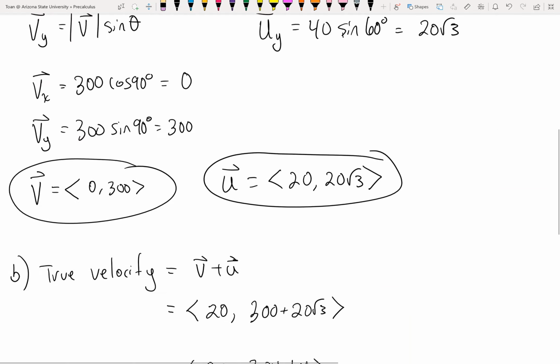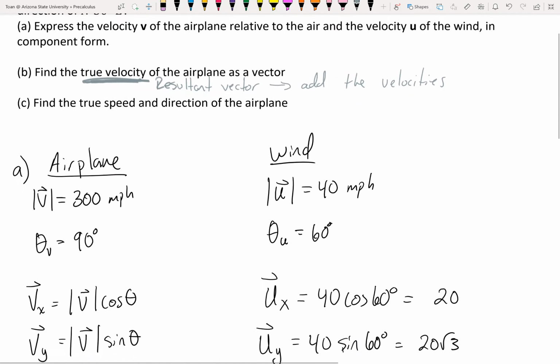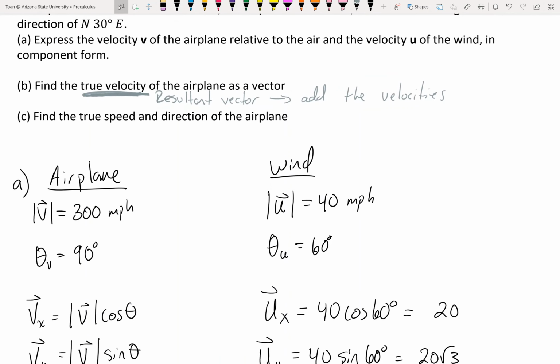And then let's scroll up. Part C says find the true speed and direction of the airplane. The word true I've already explained above, but the term speed is magnitude of velocity. That is the scientific definition of speed. Speed is basically velocity if you ignore the direction. So any time these word problems ask you to find speed, that's just a code word for magnitude of velocity. And I hope I don't need to explain what direction is.